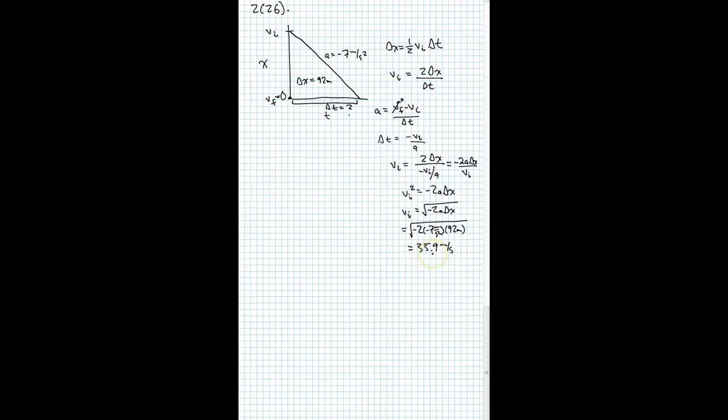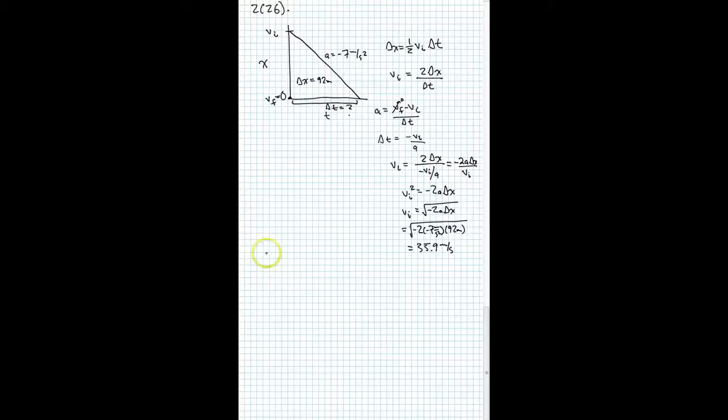This is pretty fast. This is well over 70 miles an hour. But, you know, they're long skid marks. It's about a football field long. We have to make sure that we make the right choice on the sign. When you take a square root, there's a plus and a minus root. You have to make sure you know which one you want. Here we want the positive root because we decided our initial velocity was positive.